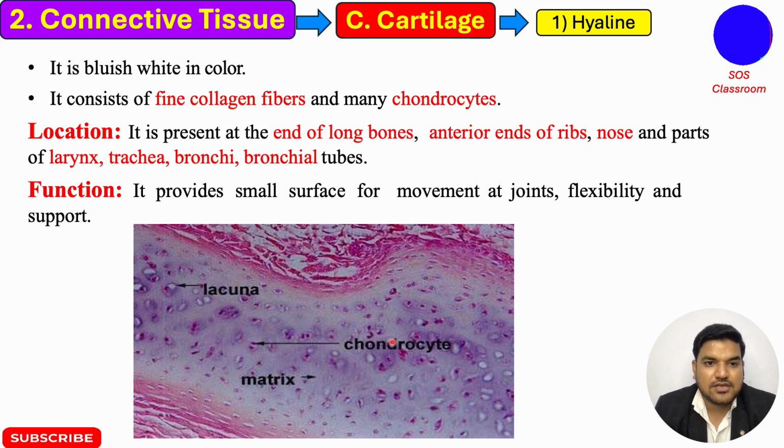cartilage are chondrocytes. It is present at the end of long bones, the anterior end of ribs, nose, larynx, trachea, bronchi and bronchial tubes. What are its functions? It provides smooth surfaces for movement at joints, flexibility and support.